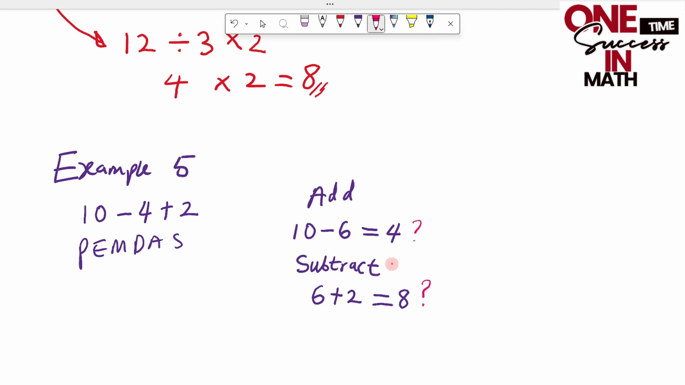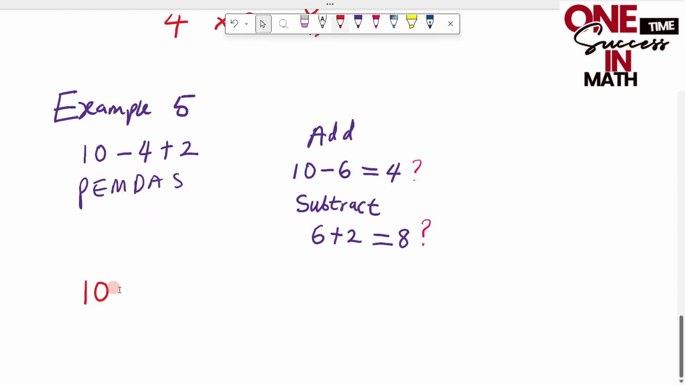So because addition and subtraction are of the same priority, equal priority, we'll go from left to right. So let us repeat this question and solve it correctly now. This is 10 minus 4 plus 2. Going from left to right, we have 10 minus 4 is 6. 6 plus 2 is what? 8. So 8 is the right answer.